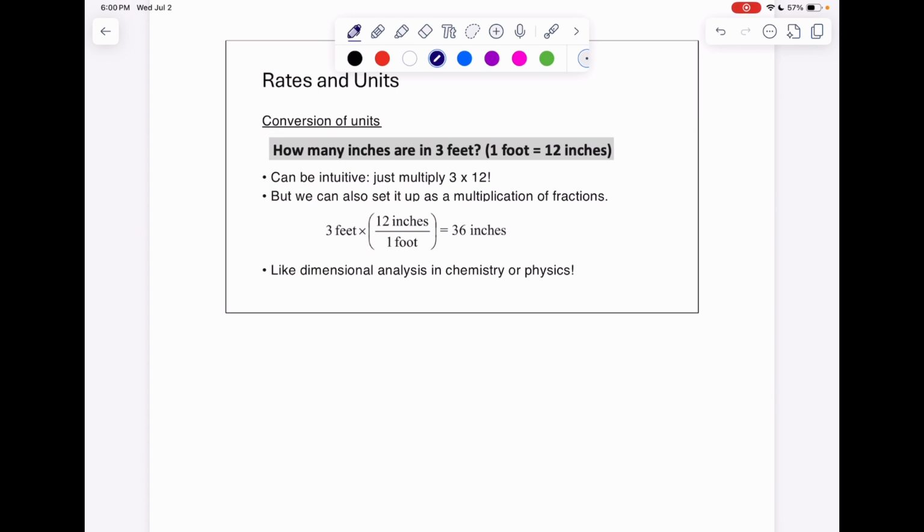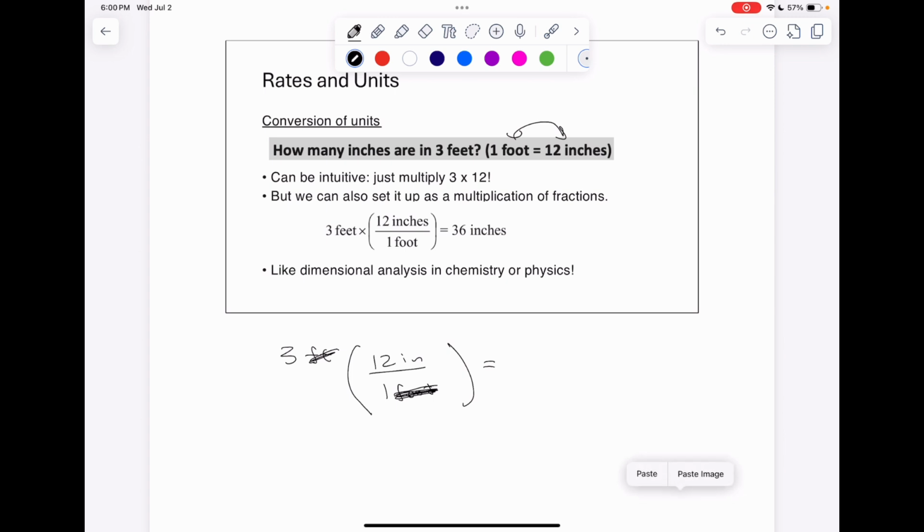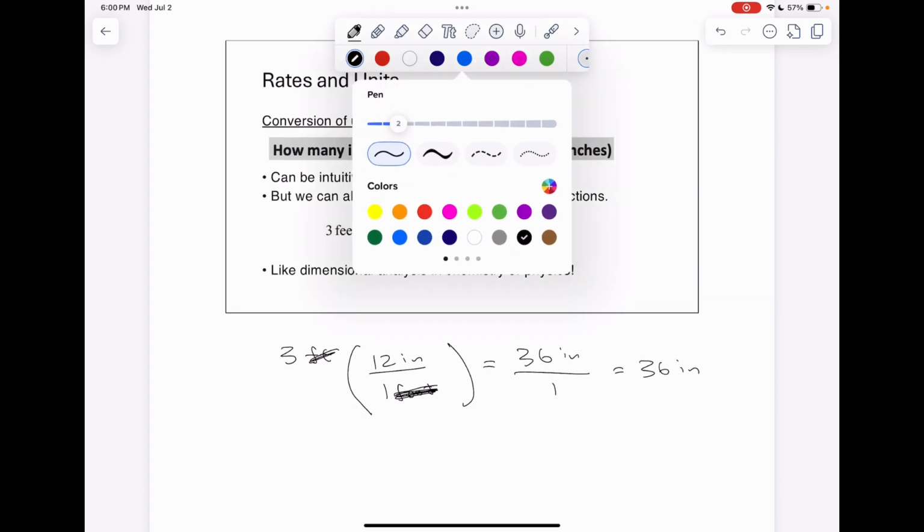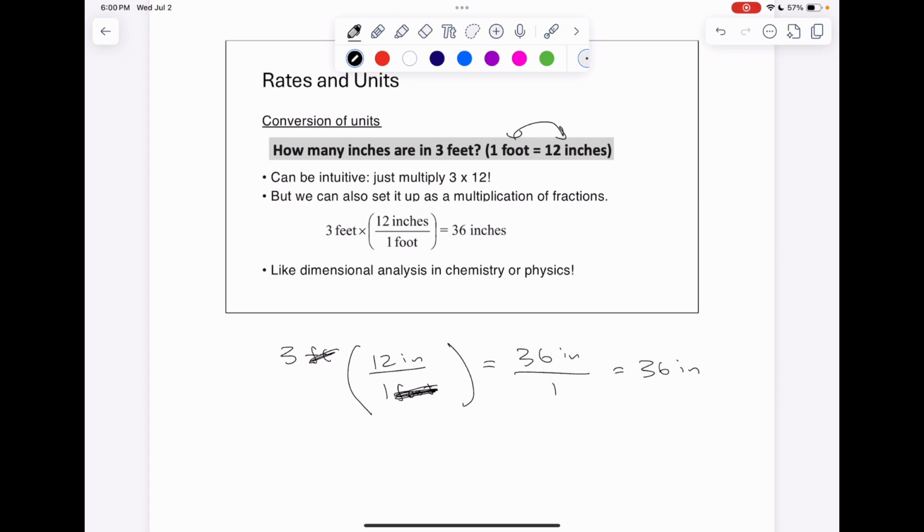I can say, okay, I have 3 feet. If I multiply this by this relationship, 12 inches over 1 foot, what I'll notice is that my feet as units, one's on top, one's on bottom, they'll cancel out. If I multiply the tops together, I'll get 3 times 12, which is 36 inches over 1 with no units, which is just 36 inches. You might be familiar with this for dimensional analysis in chemistry or physics, how units can cancel each other out.